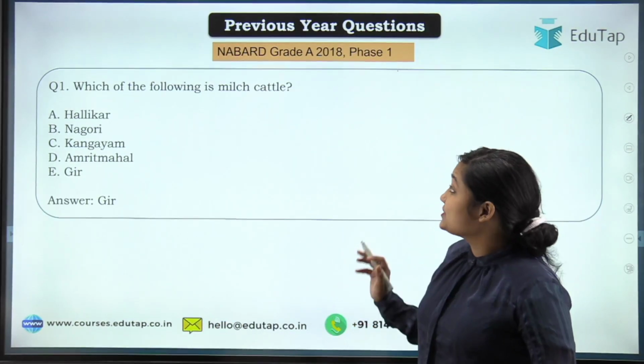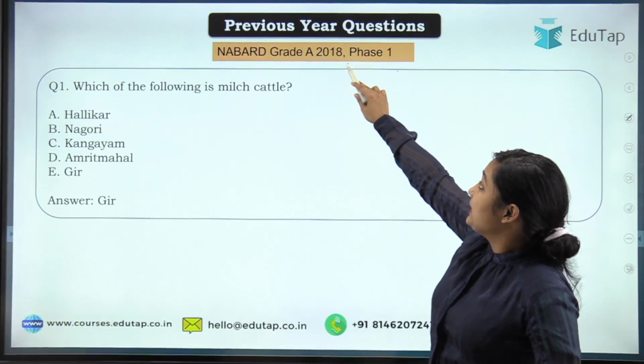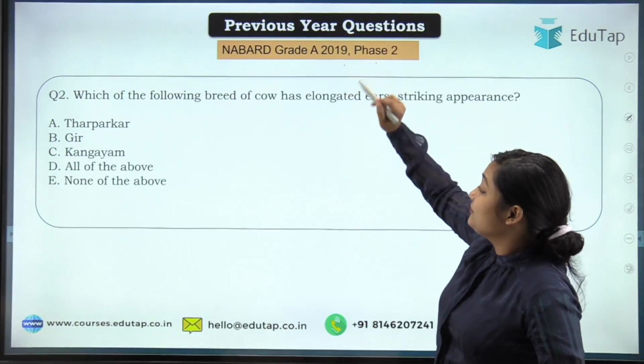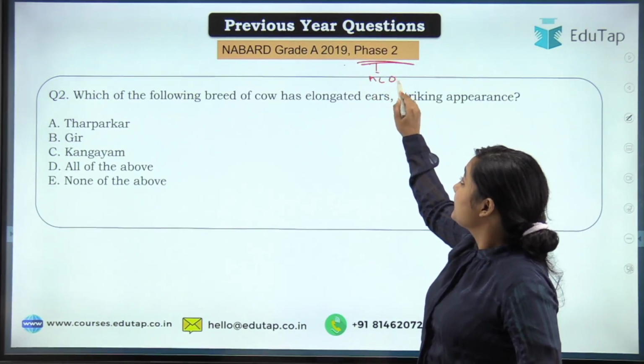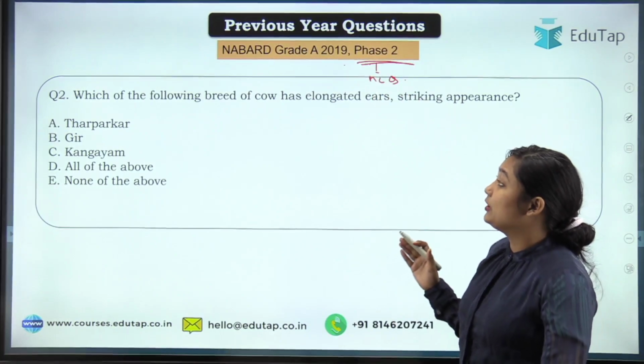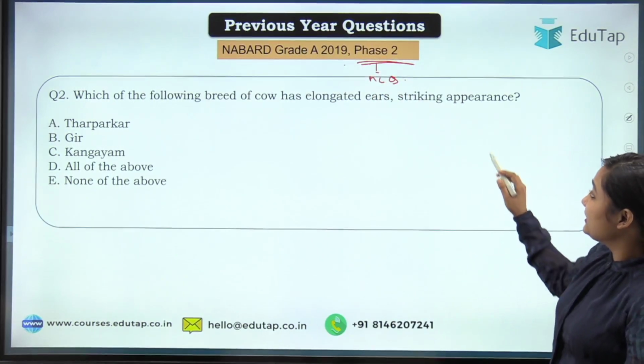Now moving to the next question. See, it was covered in NABARD 2018 phase 1. The other question was 2019 phase 2, and it was in the form of MCQ. The question was, which of the following breed of cow has elongated ear and striking appearance?